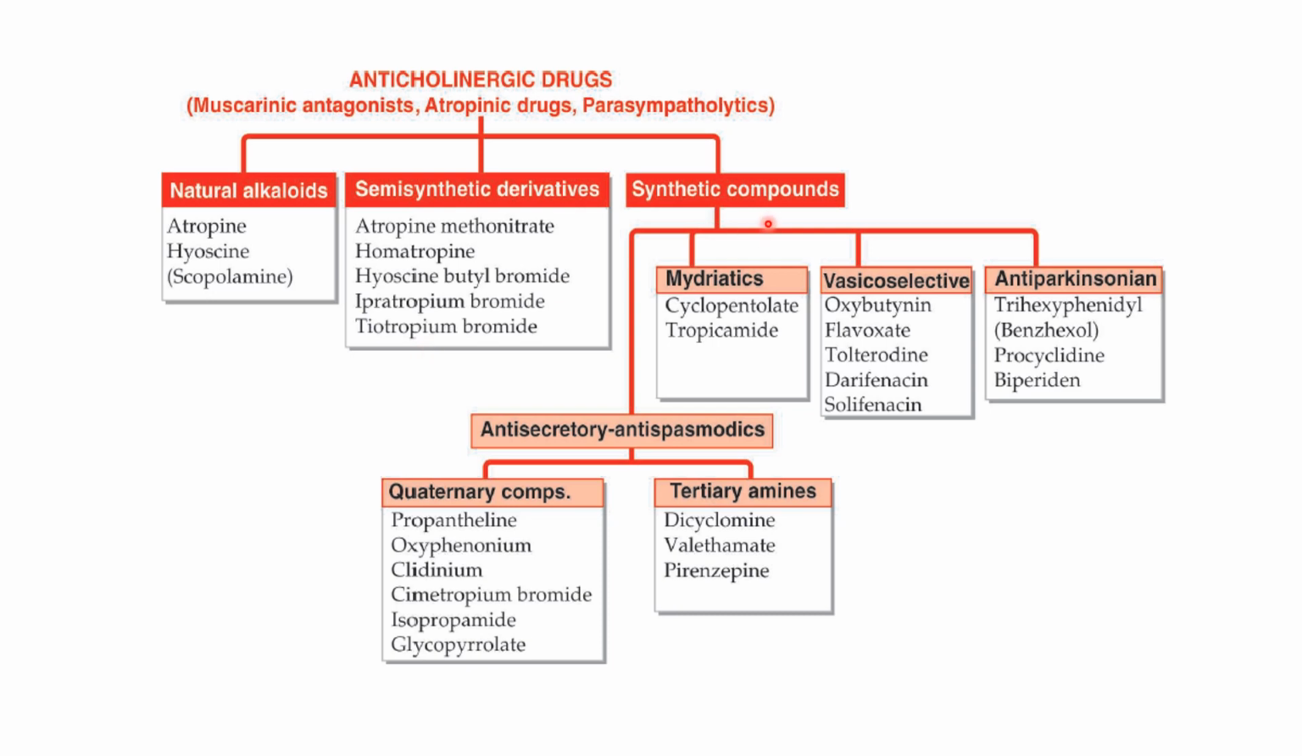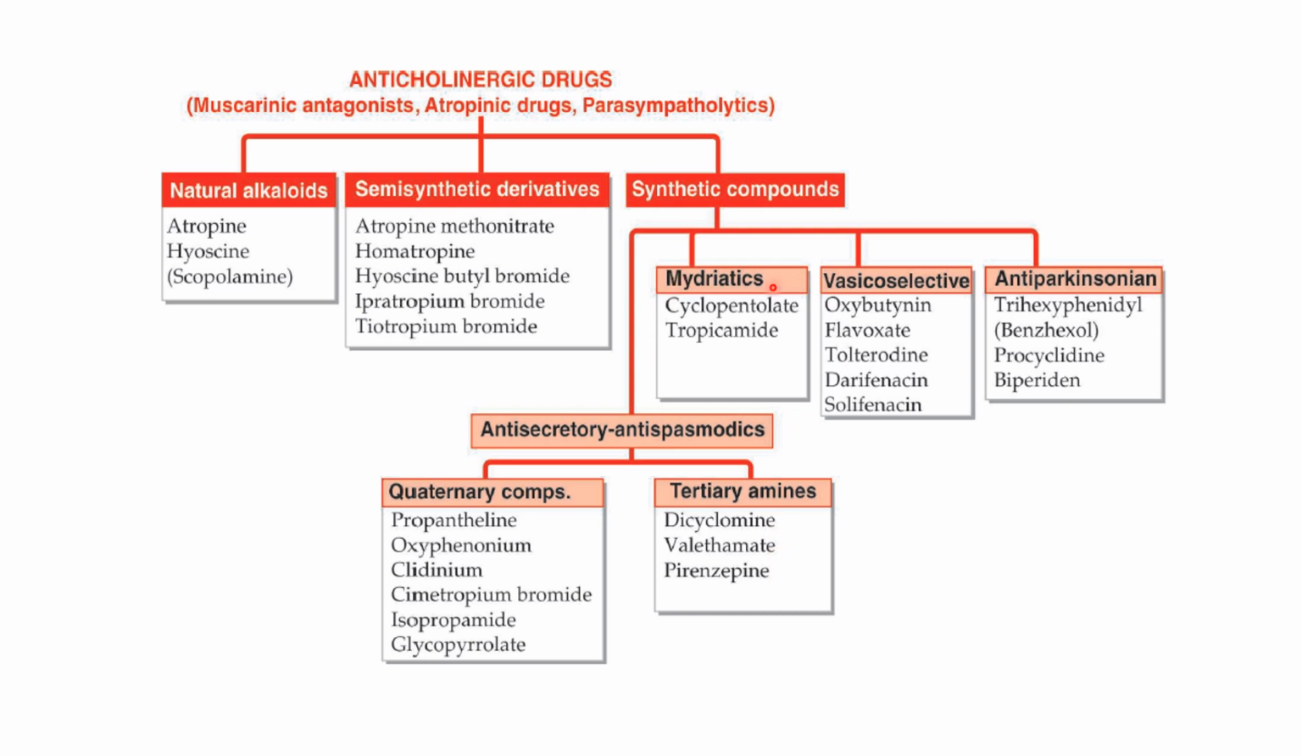Among synthetic compounds, you have compounds which act as anti-secretory and antispasmodics. Among these you have quaternary compounds and tertiary amines. The quaternary compounds are propantheline, oxyphenonium, clidinium, cimetropium bromide, isopropamide and glycopyrrolate. Among tertiary amines you have dicyclomine, valethamate and pirenzepine.